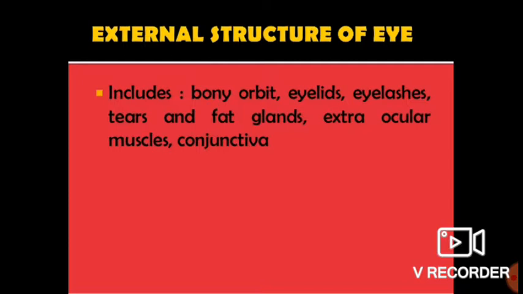External structure of eye includes bony orbits, eyelids, eyelashes, tears and fat glands, extraocular muscles, conjunctiva.